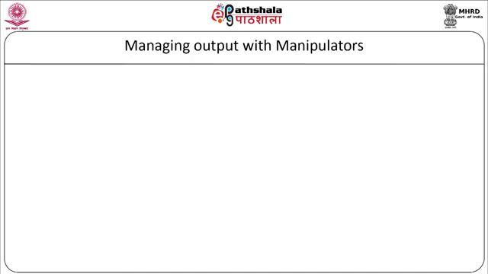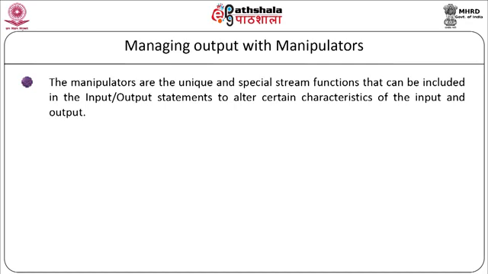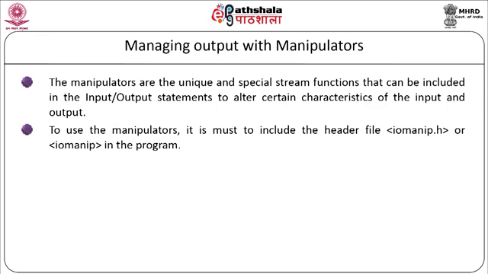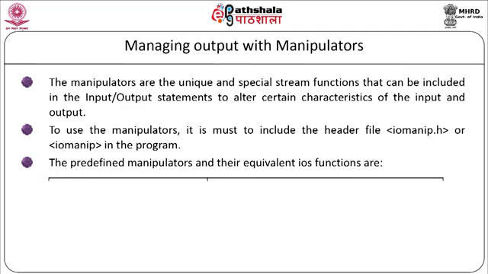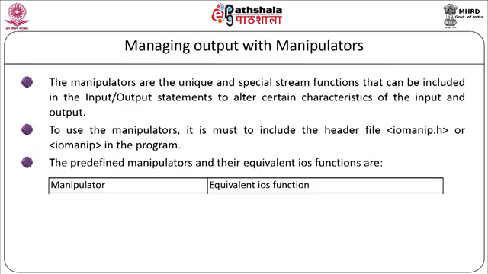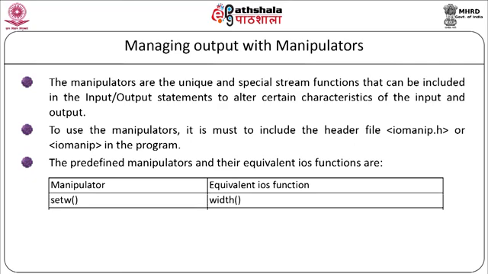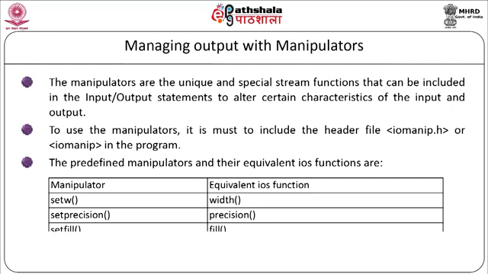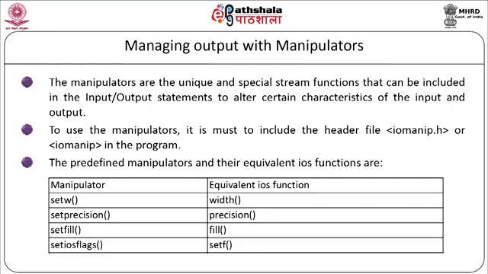Managing output with manipulators. The manipulators are unique and special stream functions that can be included in the input and output statements to alter certain characteristics of the input and output. To use the manipulators, it is a must to include the header file iomanip.h or iomanip in the program. The predefined manipulators and their equivalent ios functions are shown in the following table. The manipulator is setw and its equivalent ios function is width. Then setprecision, precision; setfill, fill; setiosflags, setf; resetiosflags, unsetf.